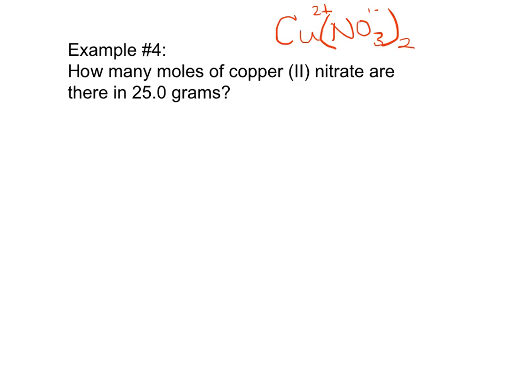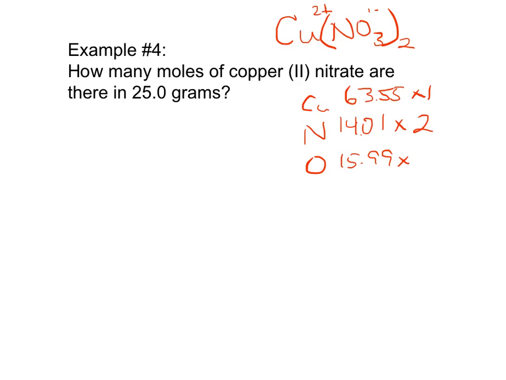So calculating your grams per mole, your molar mass of this is going to be a little bit more challenging. When we do this, we find out that copper is 63.55, and there's 1 of them. Nitrogen, 14.01, but now there are 2 of them. Why? Because there's a 2 in that formula. Oxygen is 15.99 grams times 3 of them times 2 of them. Why? Because there's a 3 and then there's a 2. That means there's actually a total of 6 oxygens present.